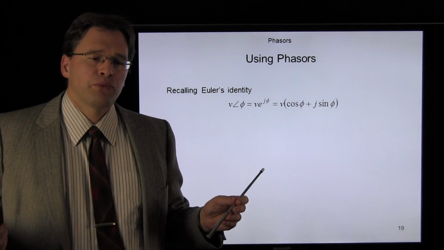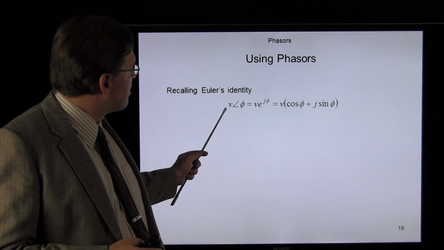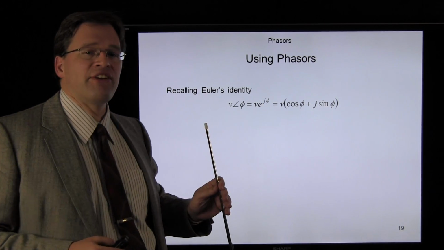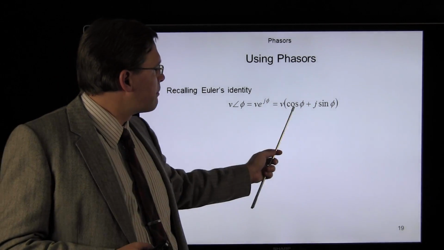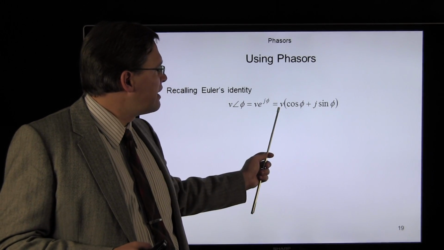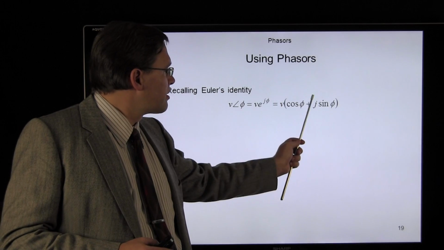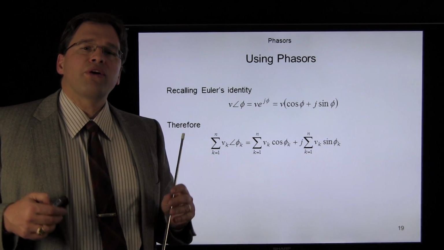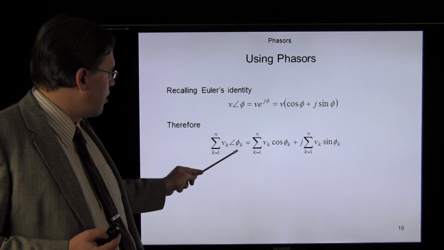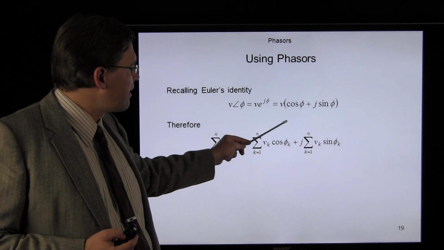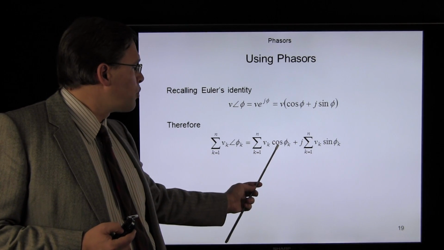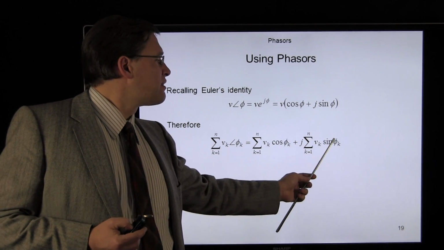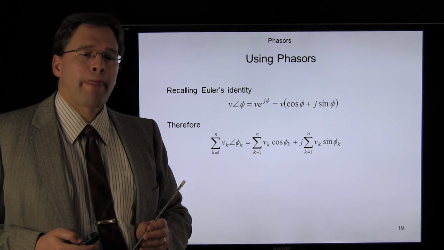How are we going to do this? Well, once again, let's remember that nu phase phi is just Euler's identity. It's nu e to the j phi, and that's just nu times cos of phi plus j times nu times sine of phi. So a real part and an imaginary part. So therefore, if I'm adding a whole bunch of phasors, I'm just adding the magnitudes times cosines of the angles plus j times the magnitude times the sines of the angles.